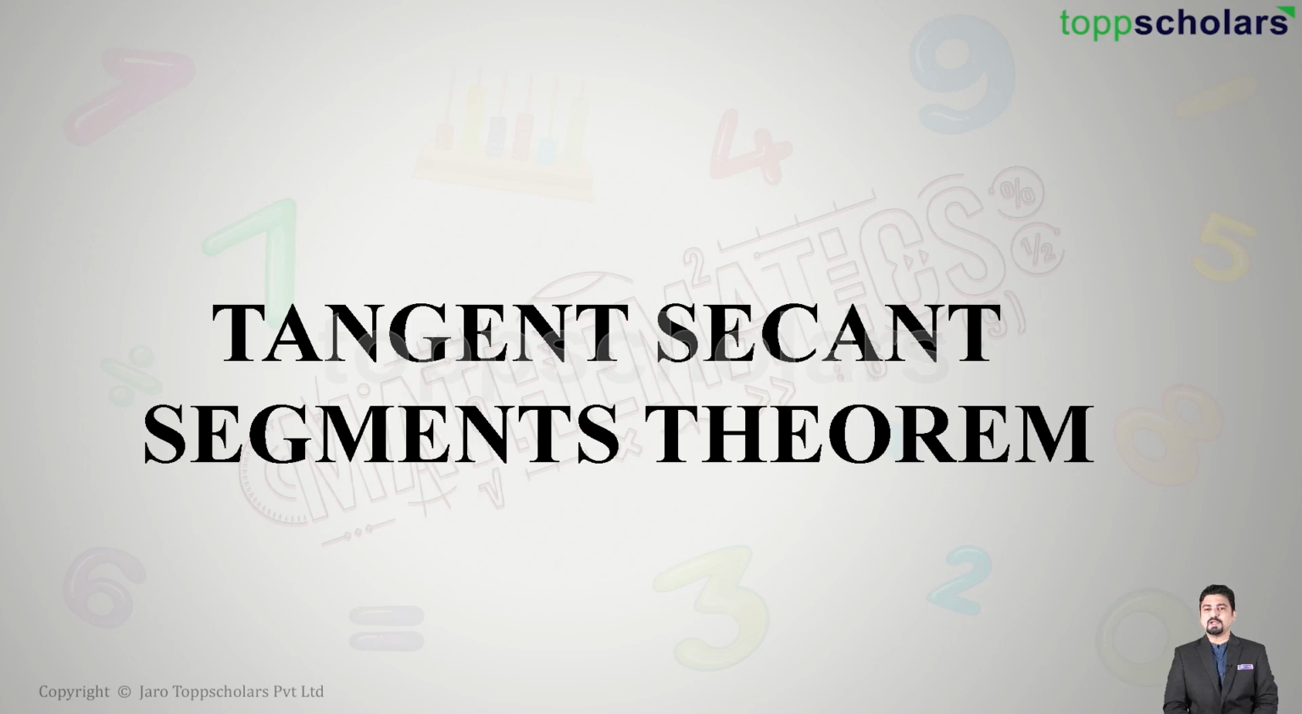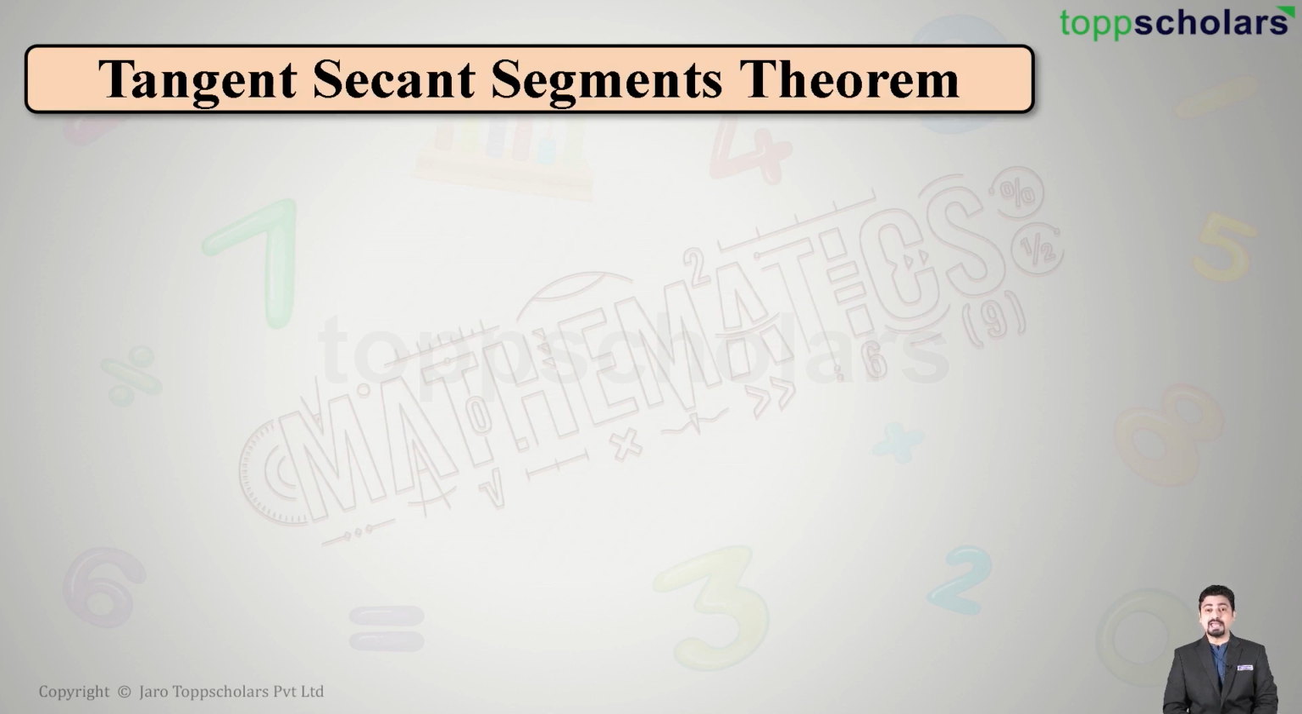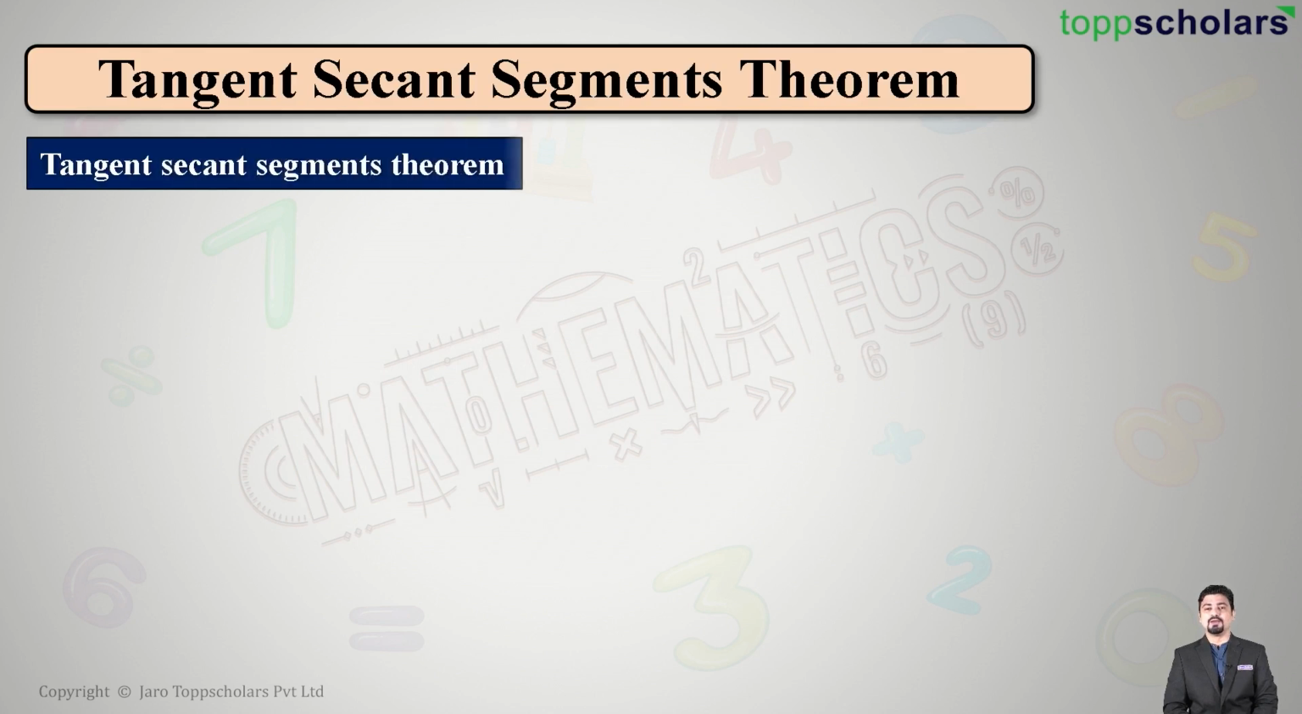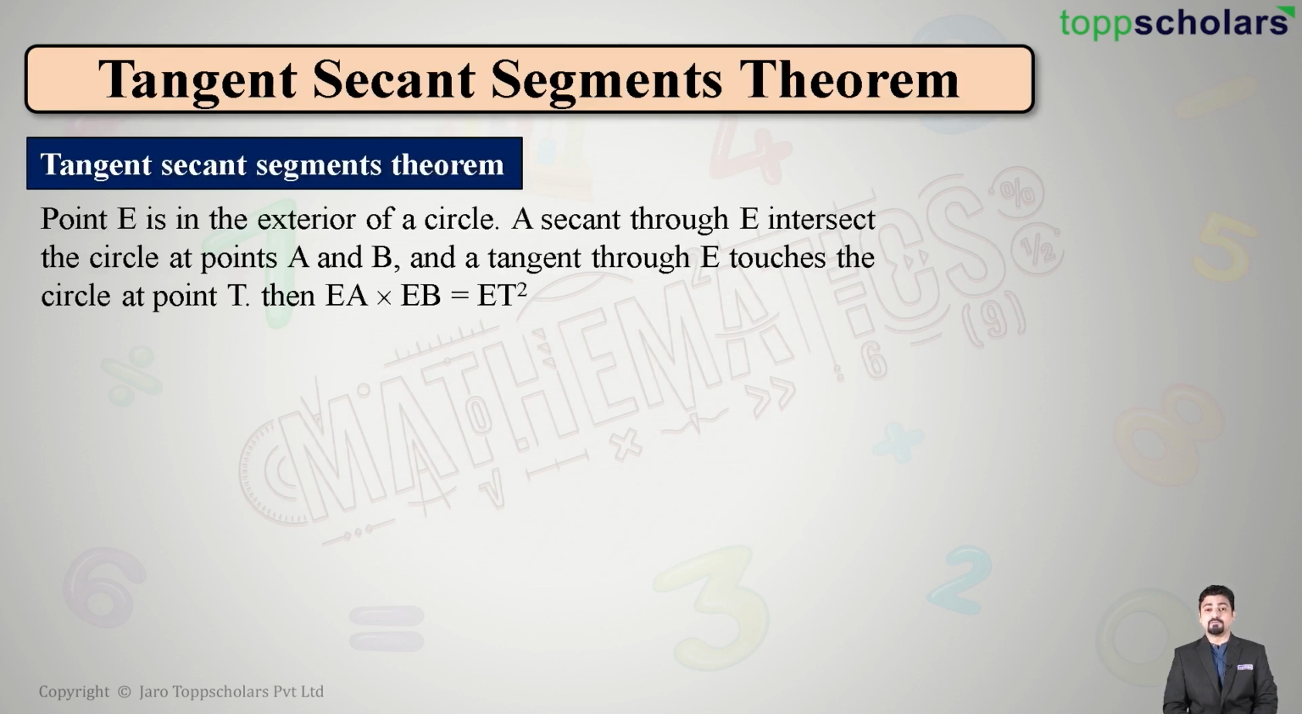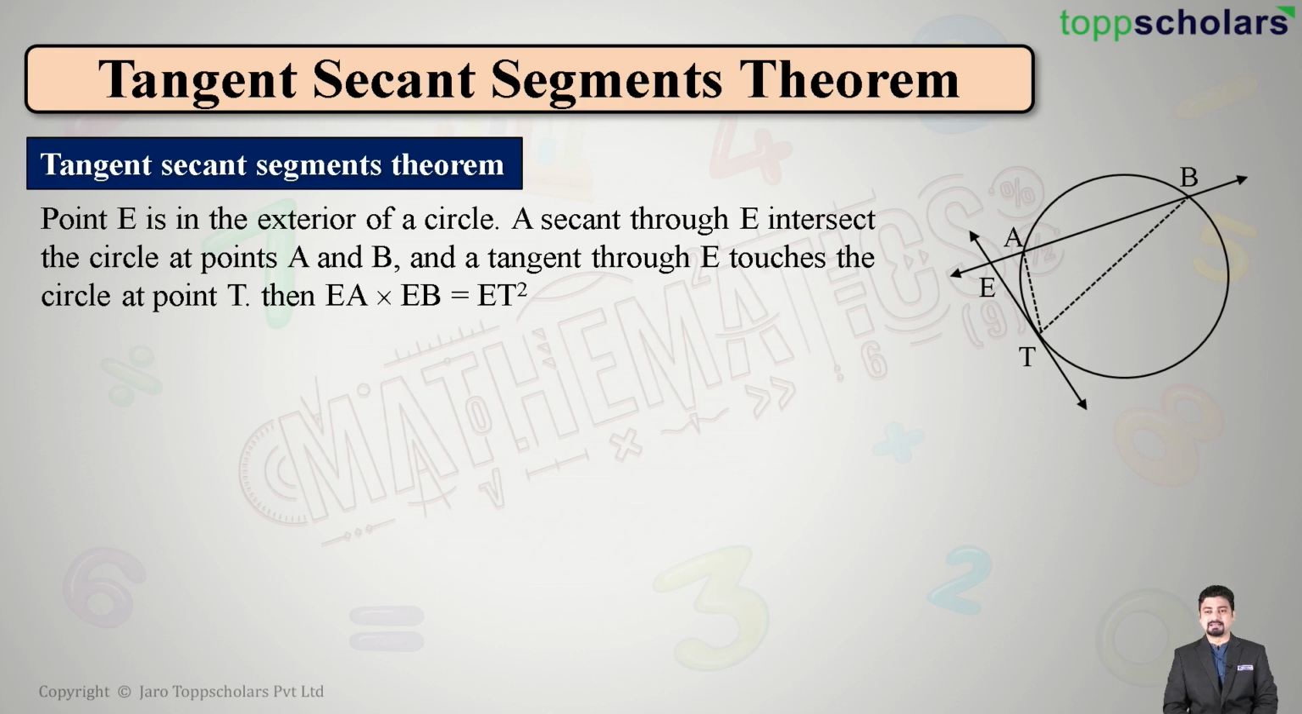Let us now study the tangent-secant segments theorem. What is this tangent-secant segments theorem? It states that if point E is in the exterior of a circle, then a secant through E intersects the circle at points A and B. Can you see in the diagram?